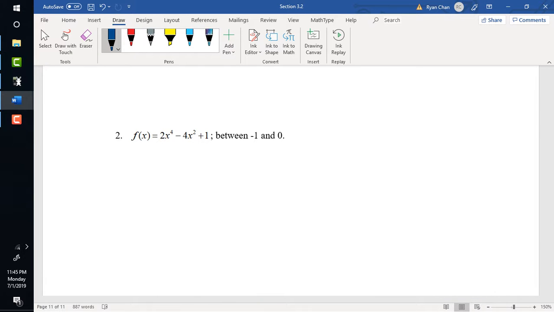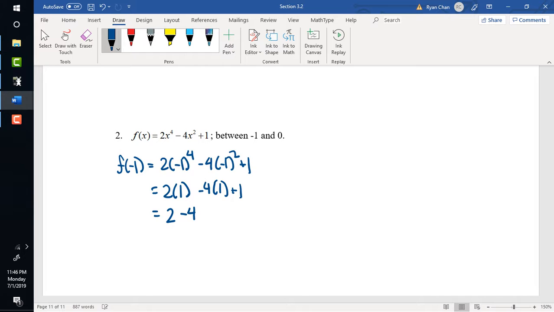So I have 2x to the fourth minus 4x squared plus 1 between negative 1 and 0. Same thing, I want to see if the intermediate value theorem works. Remember, the intermediate value theorem works if I plug in both points and one's positive and one's negative. If they're both positive or both negative, it doesn't work. So I'm going to plug in negative 1: 2 times negative 1 to the fourth, minus 4 times negative 1 squared, plus 1. I have 2, negative 1 squared is 1, so this is negative 1.